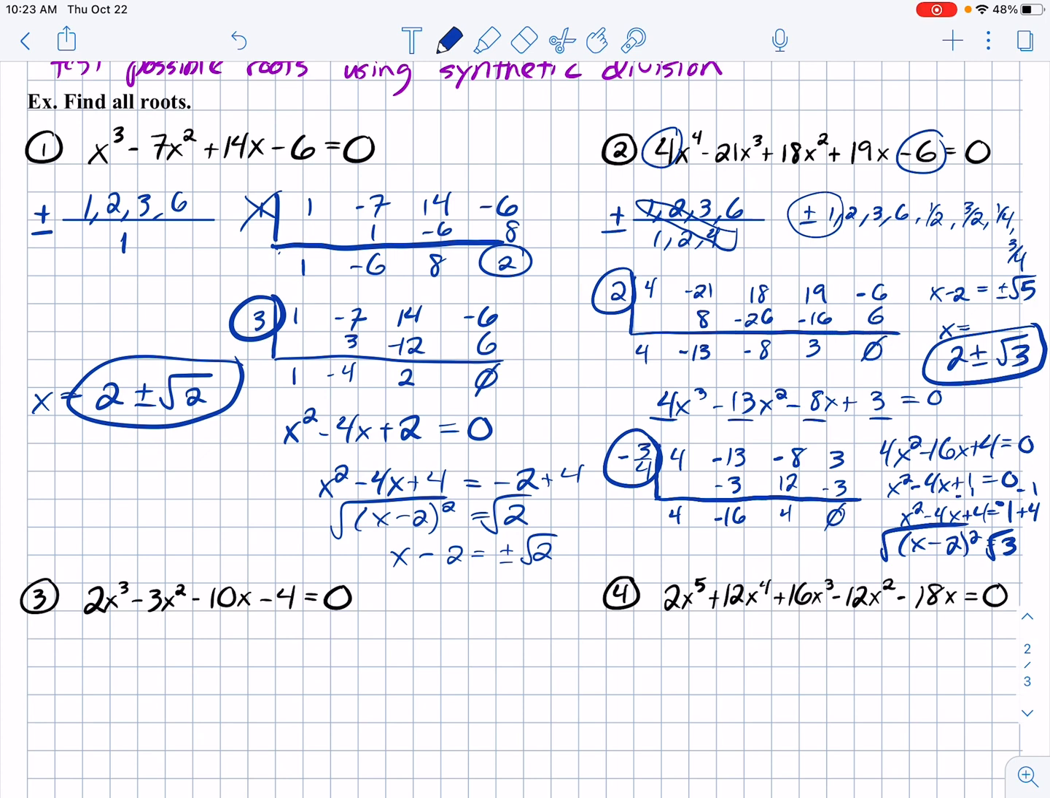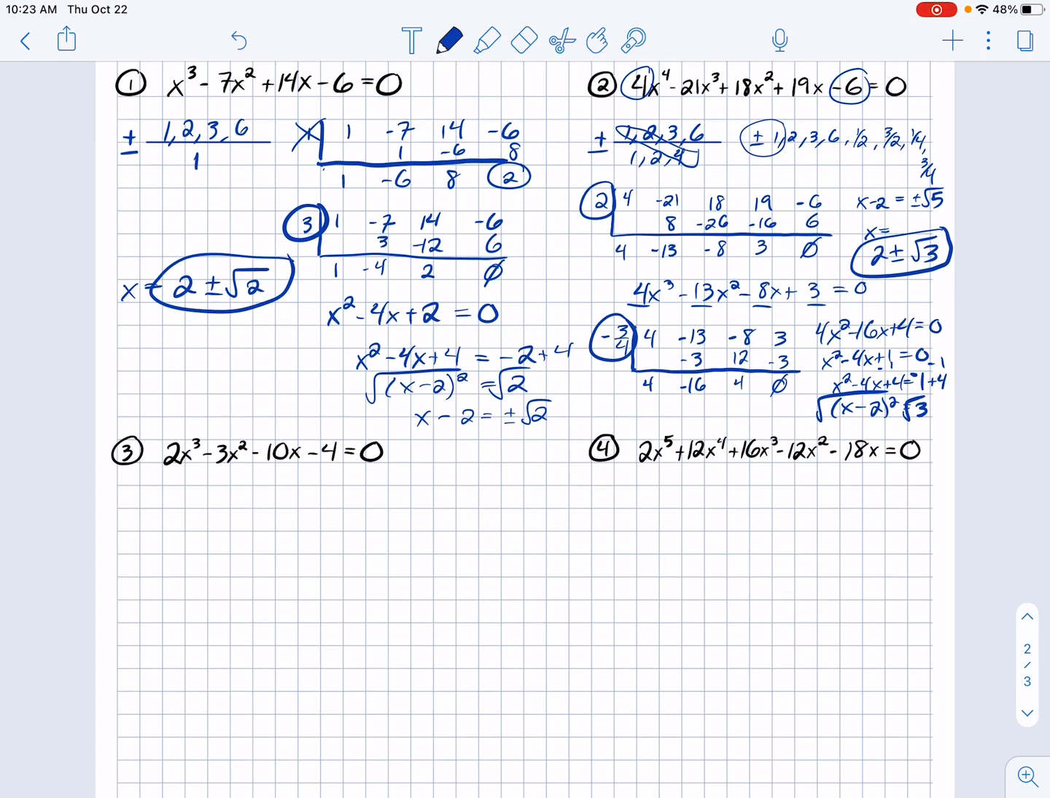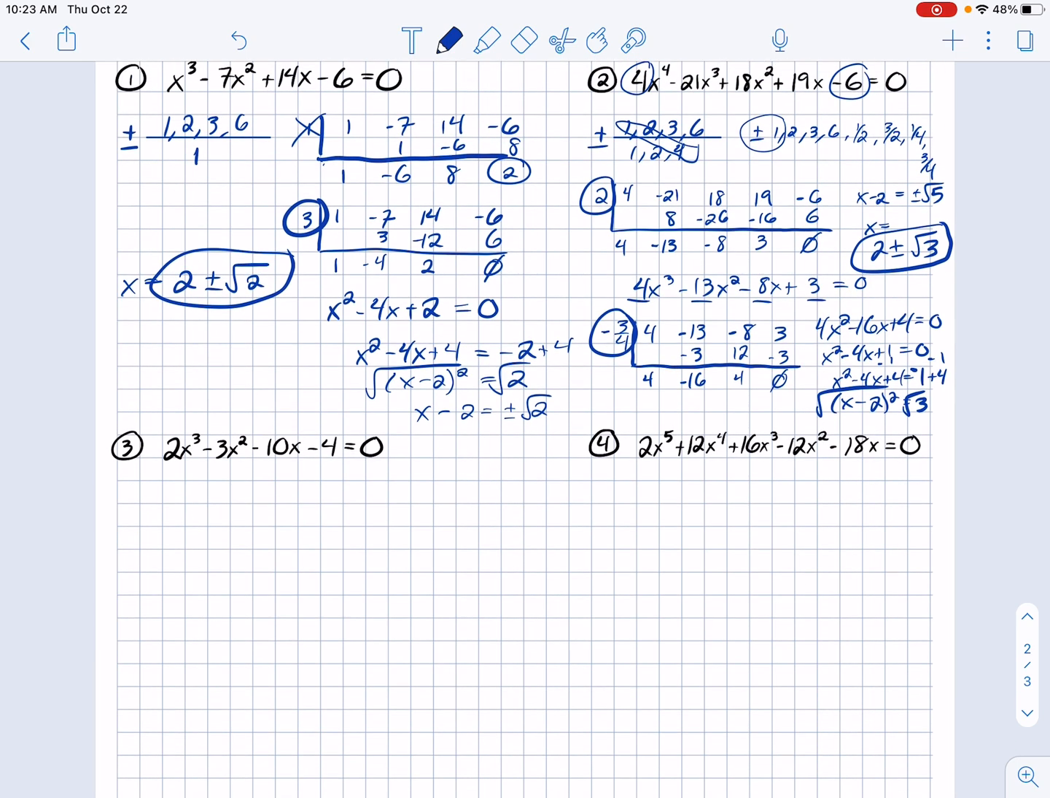You are done when you get to the quadratic, and you find the rest of the roots by solving the quadratic, either by completing the square or using the quadratic formula. Okay, I know these are a lot of work and they take time. Why don't you pause the video and just work out numbers 3 and 4, or the video will pause on its own, and then I'll put the solutions up when you're done. I'll help you get started.